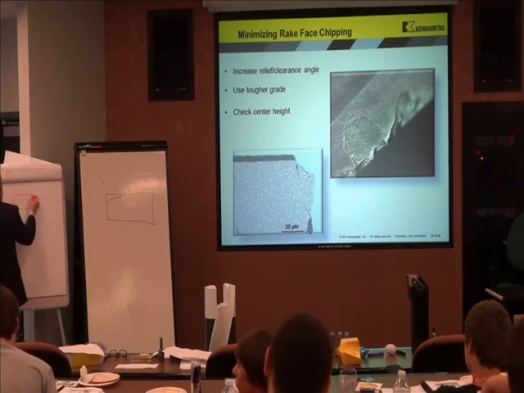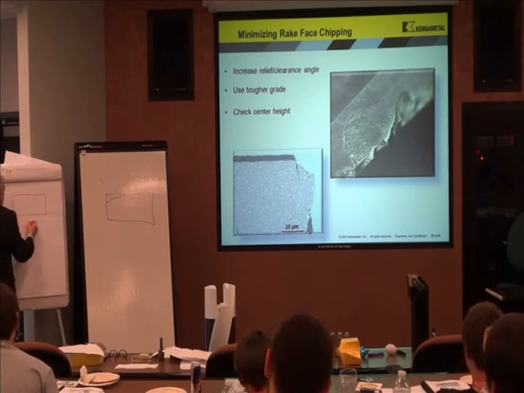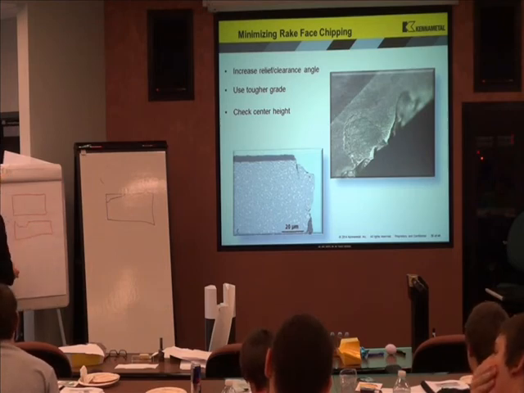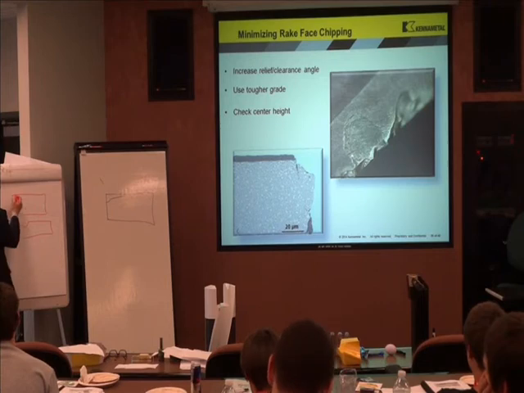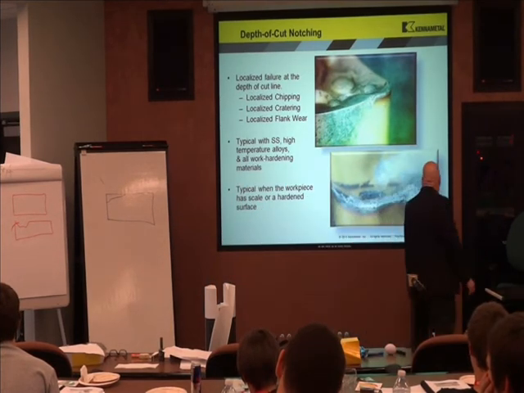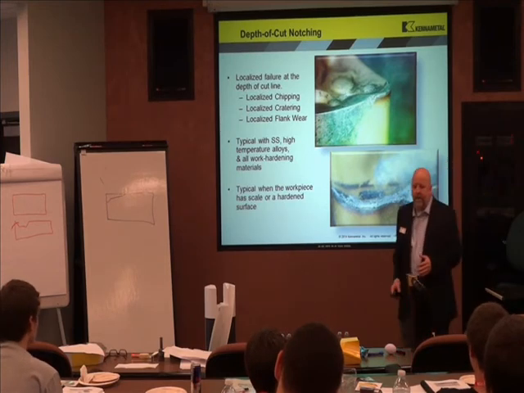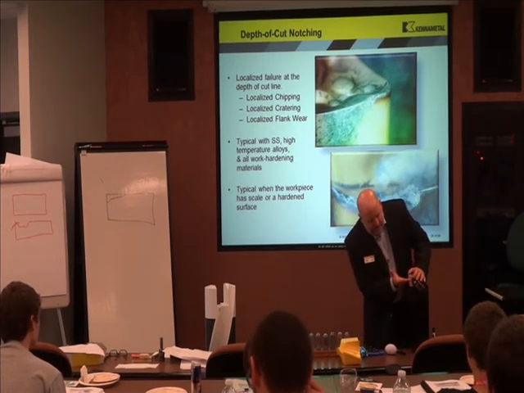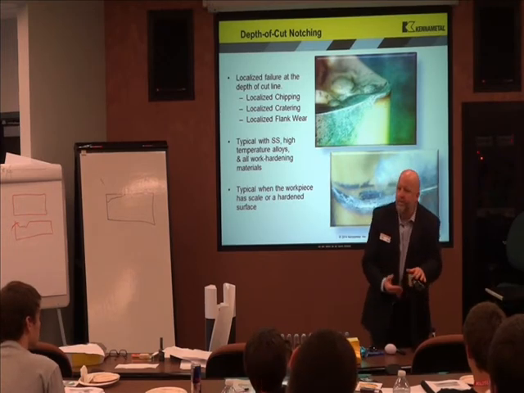So if I have a negative geometry or a neutral geometry like this, I might come to a geometry that's more like this. If I'm too sharp this way, this could cause chippage in this way, so I might go more negative. Sometimes I can get what we call depth of cut notching. Sometimes you'll see right at the depth of cut line, it'll look like somebody gouged your cutting tool with a file.